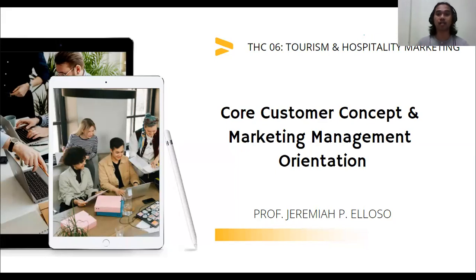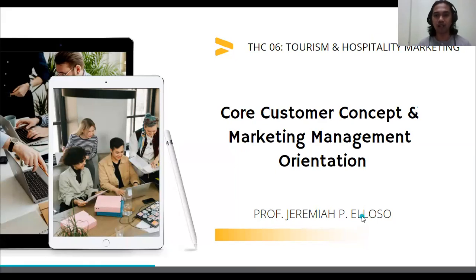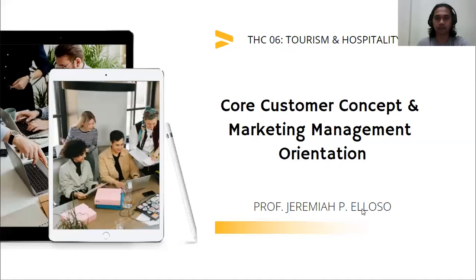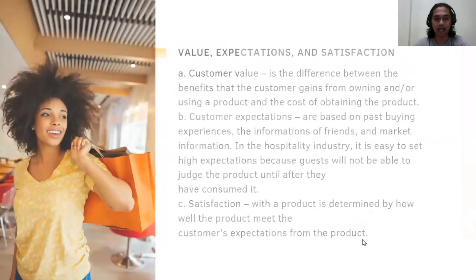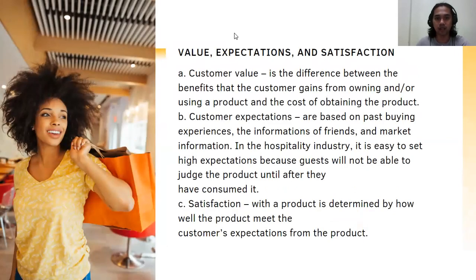And today we're going to discuss the core customer concept and marketing management orientation. I am very much excited to discuss this new topic with you. In our last discussion, I gave you the concept of the customer's needs, wants, and demands, and also the definition of marketing offers and the customer's value, expectation, and satisfaction.